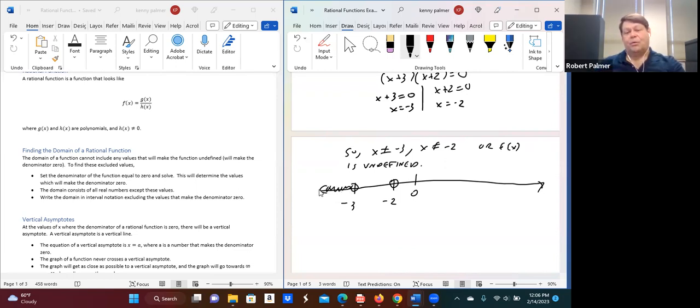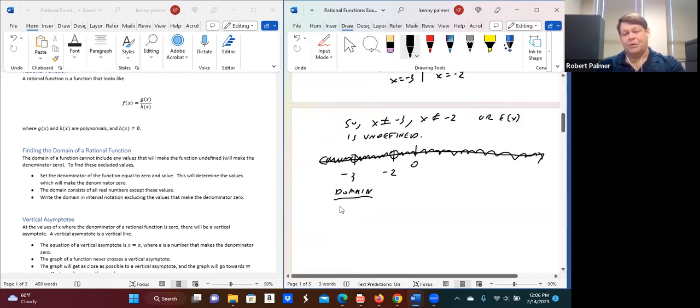To the left, or what's less than -3, between -3 and -2, and then to the right, or what's greater than -2. And then our domain is an interval. And once again, in words, we just say all real numbers except -3 and -2.